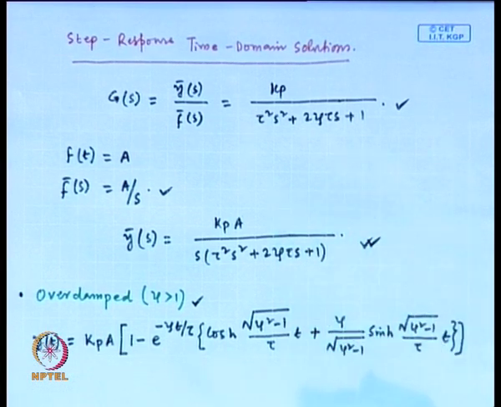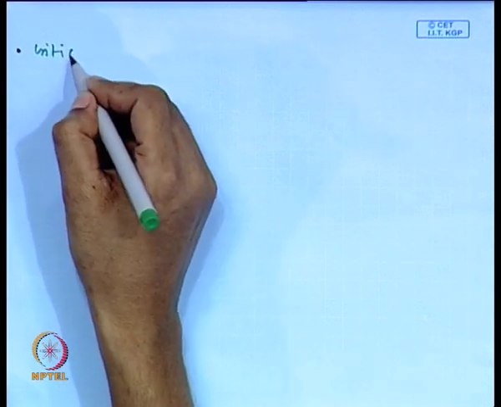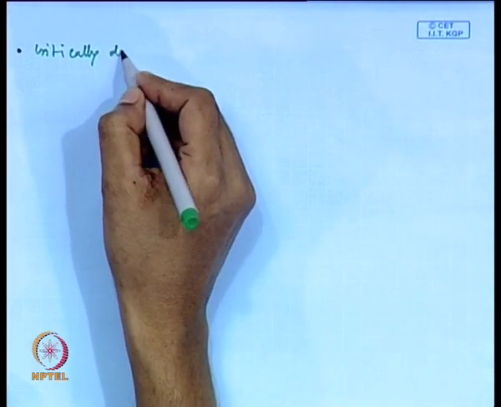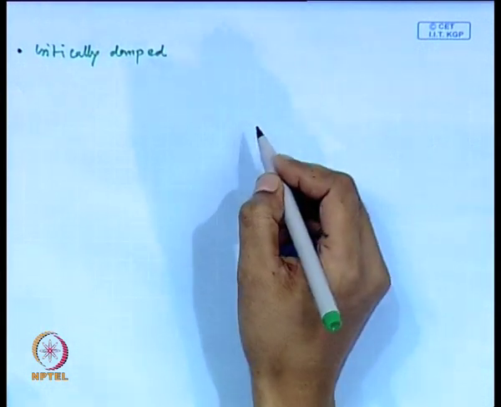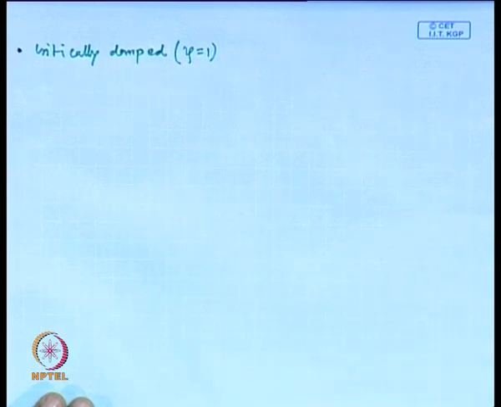The derivation is not shown here, but if we take the inverse of Laplace transform of this equation, we get this expression for the case of overdamped system. Fine. The derivation is left for the students. Similarly, in the second case, we consider critically damped response, where zeta equals 1.